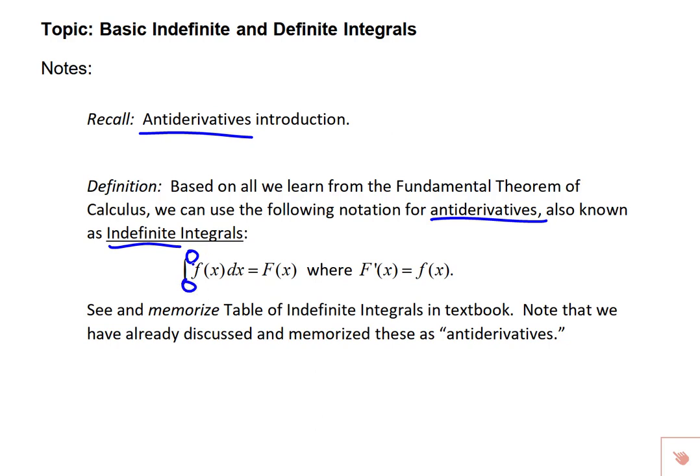Notice there's no a and b written with this integral symbol, but we have the integral of f of x dx equal to capital F of x, where capital F prime of x equals lowercase f of x. You'll recall in the context of doing these antiderivatives, this is where we usually will end up putting a plus c for this arbitrary constant, and so you'll see us doing that in these examples. Now let's see and memorize the table of indefinite integrals in the textbook. Note that we probably know most of these already because they're just antiderivatives, and we've already discussed them that way.